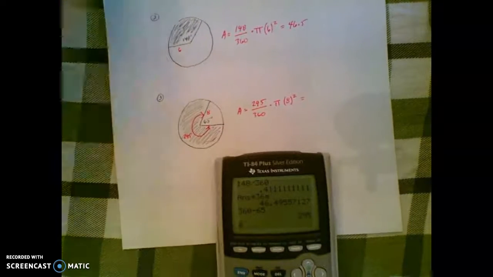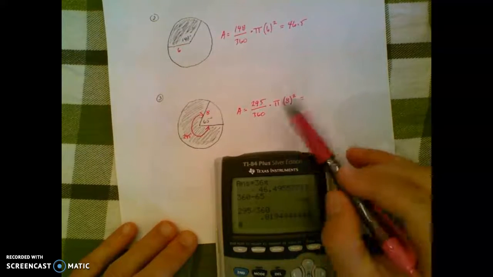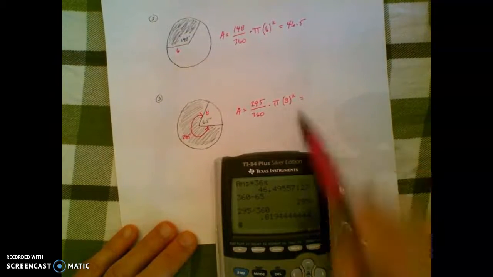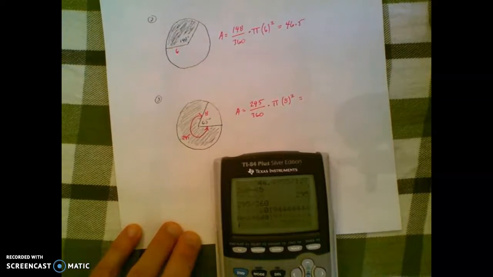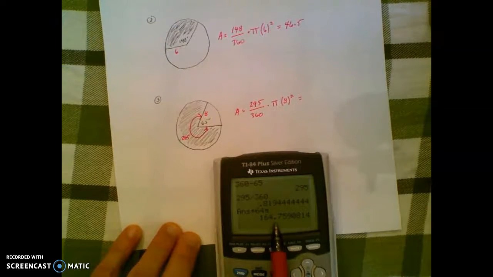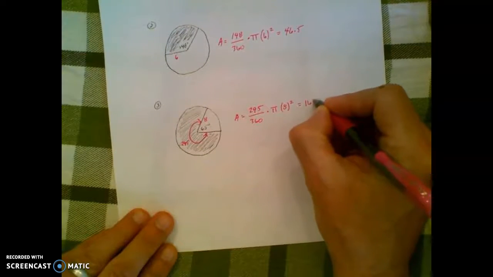Again, I go to the calculator at this point, and I would do 295 divided by 360, figure out what that is. Then I need to multiply that times pi times 8 squared. So it would be times 8 squared is 64 pi. So I end up with 164.8, we'll call it.